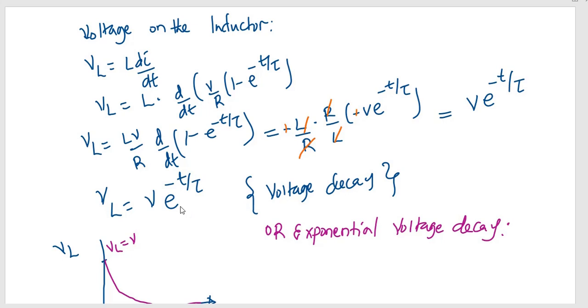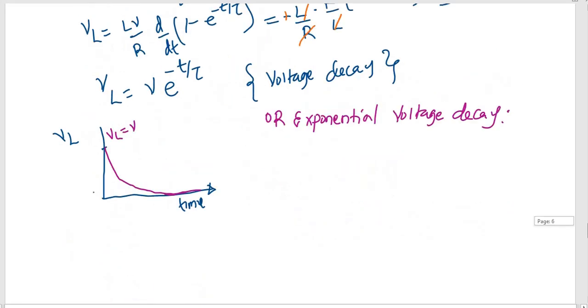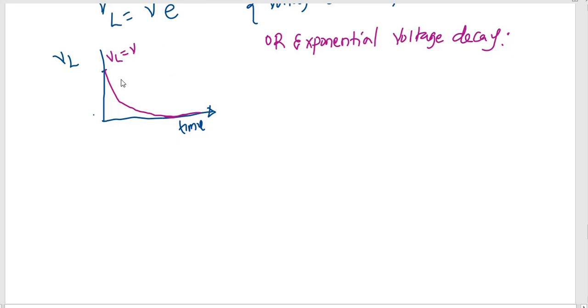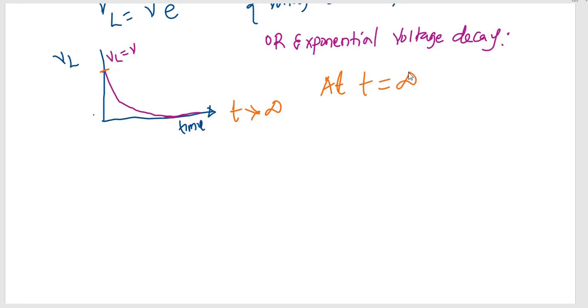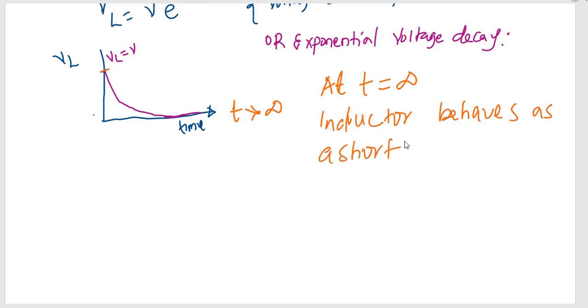Therefore, the voltage build up across an inductor is an exponential voltage decay, which is V exponential negative t divided by tau. And we can see it from this graph of ours that there is an exponential voltage decay with a maximum at V, which decays as time goes by. As time approaches infinity, this voltage across the inductor will become 0, and therefore at t equal to infinity, the inductor behaves as a short circuit.